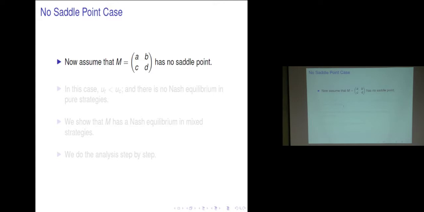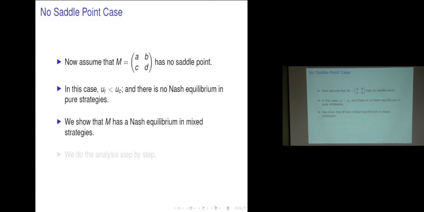So now assume this game has no saddle point. In this case, UR and UC are not equal, because we have shown that if they are equal, you have a saddle point. So they are less, and there's no Nash equilibrium for pure strategies. So you have to go to the mixed strategy. We show that M has a Nash equilibrium in mixed strategies. We do things slowly and step by step.